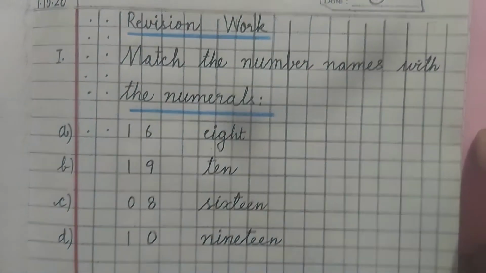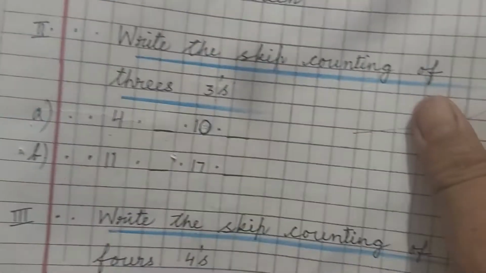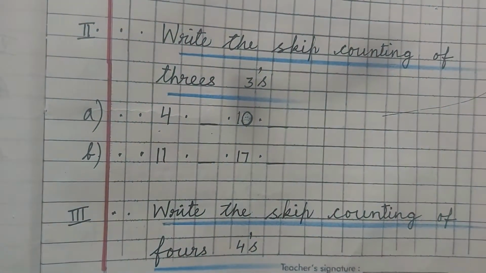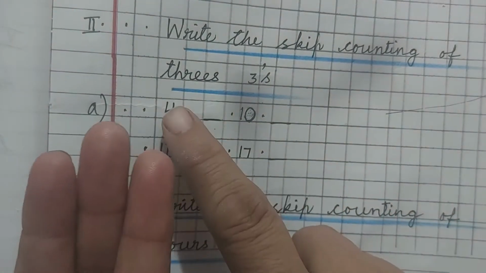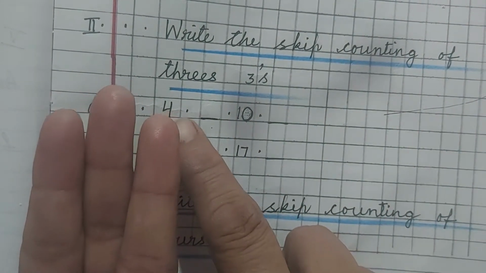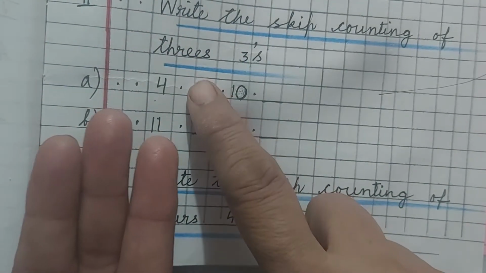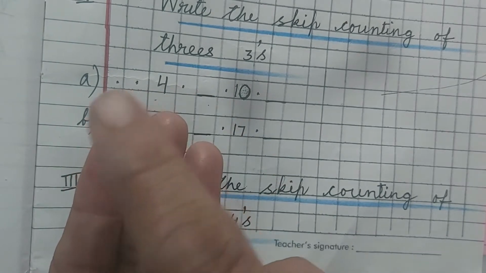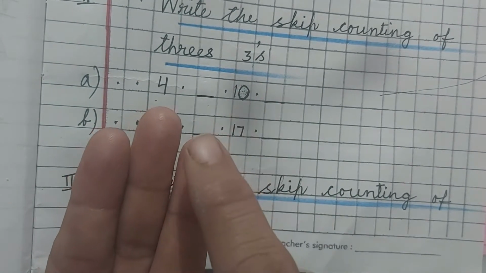Okay. In the next, write the skip counting of threes. How you will do the skip counting of threes? You will take out three fingers. For threes, you will take out three fingers. Now first number is 4. 4, 5, 6, 7. 7 will come here. Okay, then 7 will go in mind. 8, 9, 10. 10 will come here. Then 10 will go in mind.